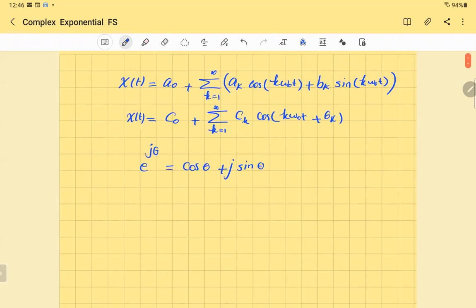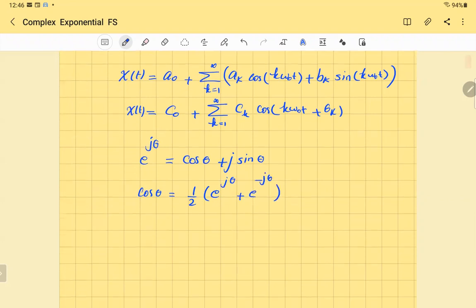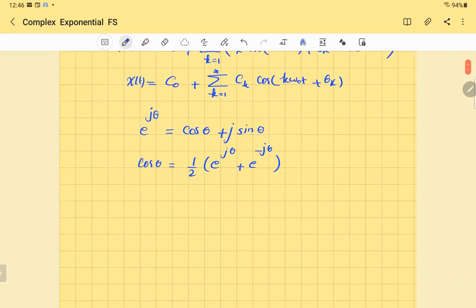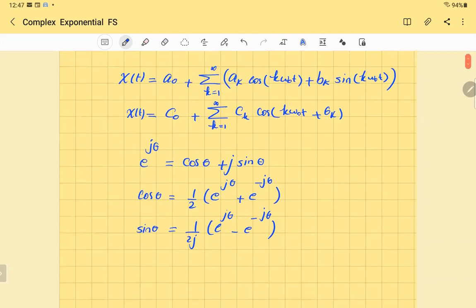And if you want to find cosine by itself, cosine theta is equal to 1/2 (e power j theta plus e power minus j theta). If you want to find sine, it will be equal to 1/2j (e power j theta minus e power minus j theta). That's called Euler's formula.